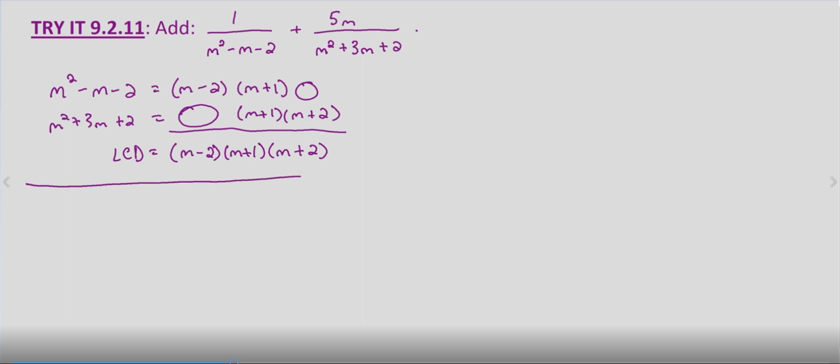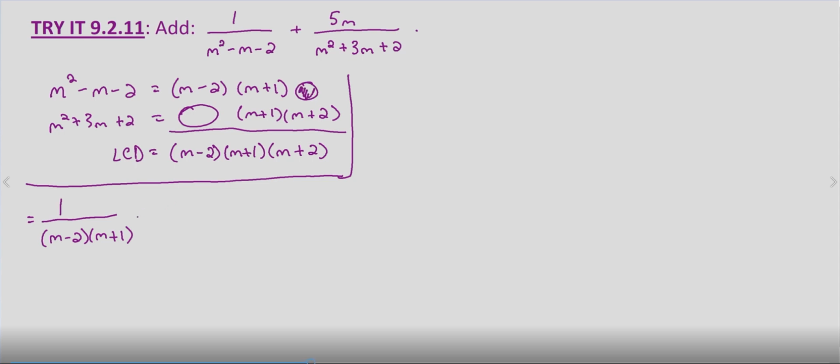Now how do we put these over the least common denominator? We do that by multiplying the numerator and denominator in each by what each one is missing. So we know it's going to be 1 over, what's the factored form of m squared minus m minus 2? Well, it's m minus 2 times m plus 1. So we write down m minus 2 times m plus 1. And what is it missing? It's missing an m plus 2. Right up here, it's missing an m plus 2.